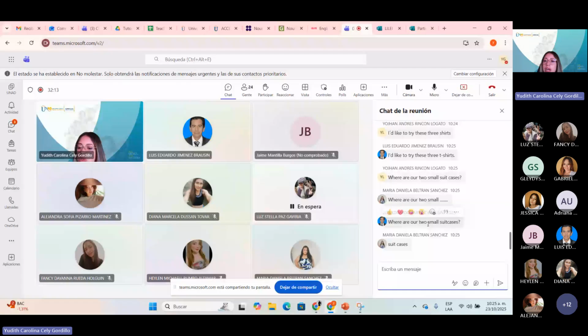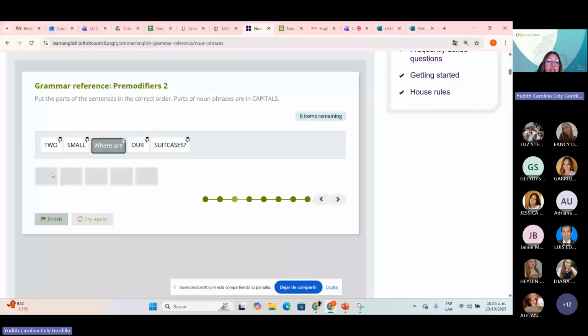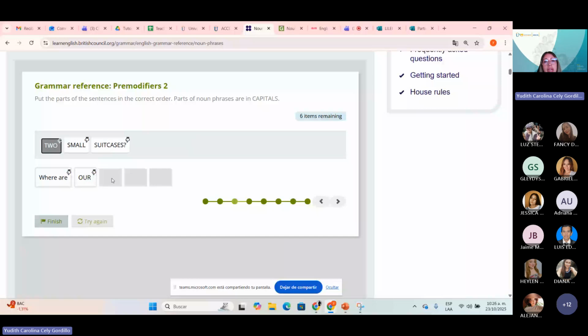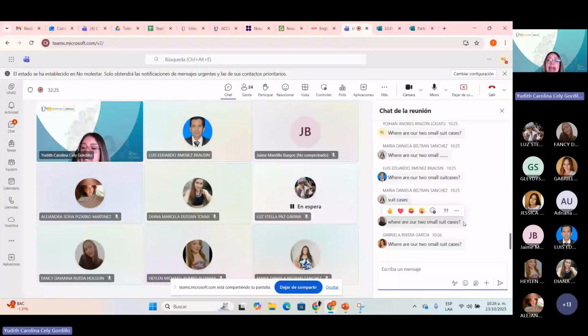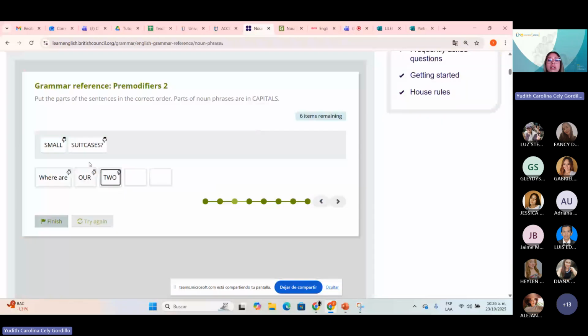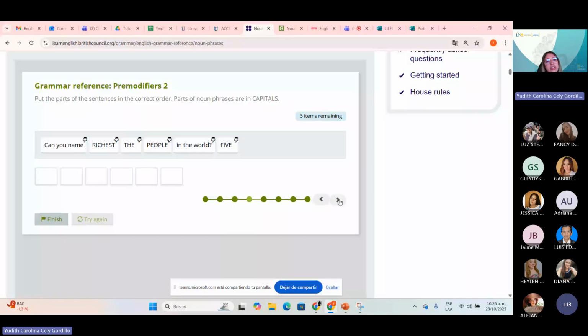Where are our 2? Where are our 2? That's right. That's perfect, mentioning this. A small suitcase. Small, that is about the description, the adjective. That's so perfect. Let's continue. 1, 2, 3, 4, 5, 6. These are the 6 words.